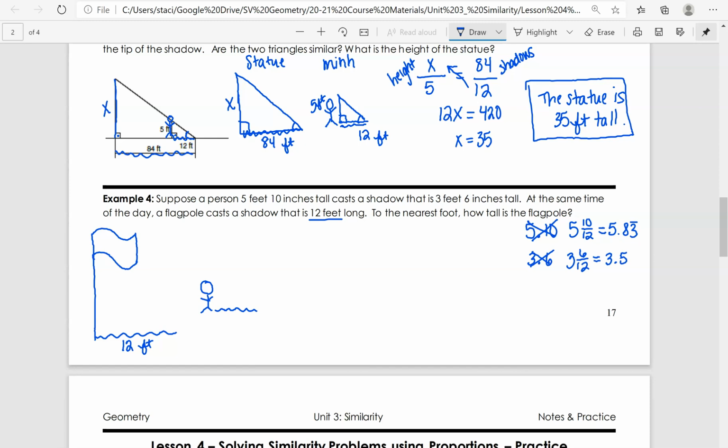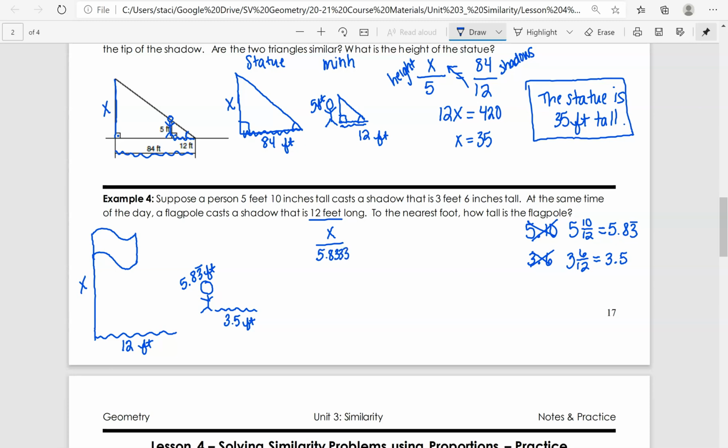And so this person's shadow was 3.5 feet. So I can put 3.5 feet there. And then their height was 5.83 repeating. That was her height. And it says, how tall is the flagpole? So this is what I'm solving for. So when I set up a proportion, I'm going to match up my corresponding sides. So I'm going to match up the heights of both the flagpole and the person. So that would be x over 5.83 repeating.